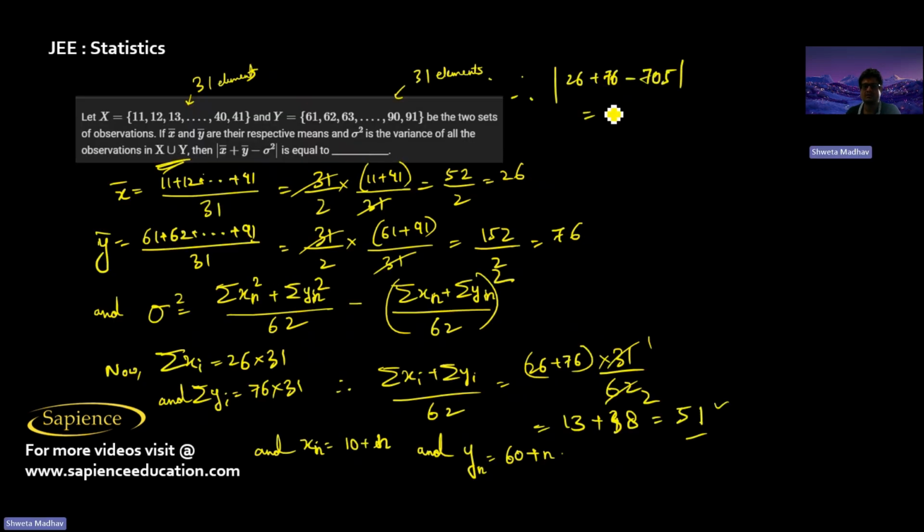So this will be equal to plus 26, so that is 102. 705 minus 102 will be equal to 603. 603 is the answer.